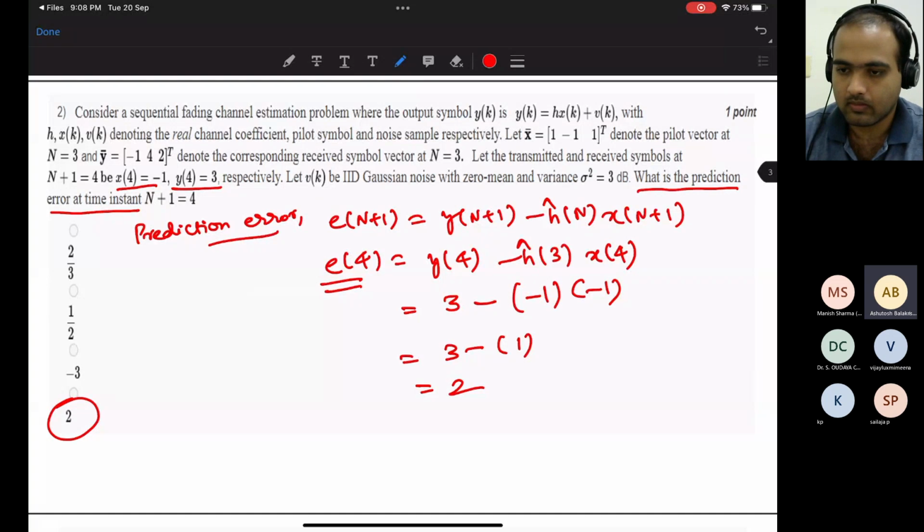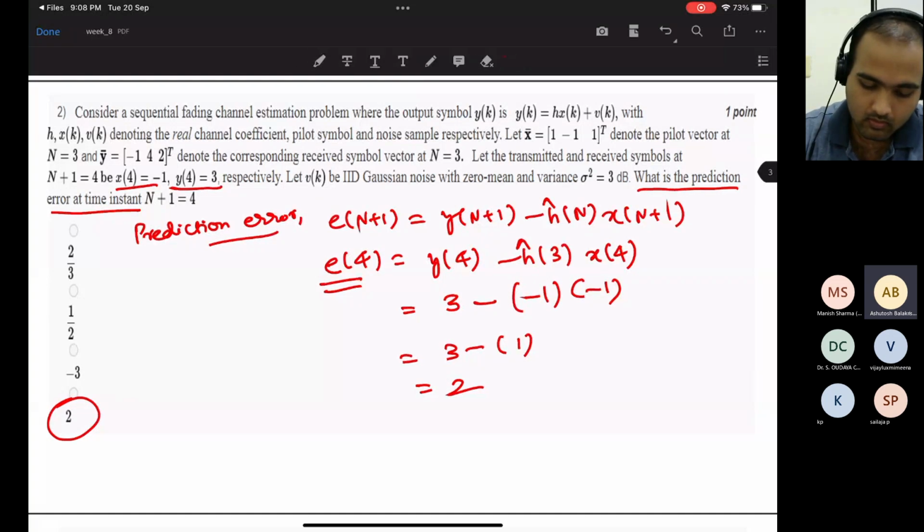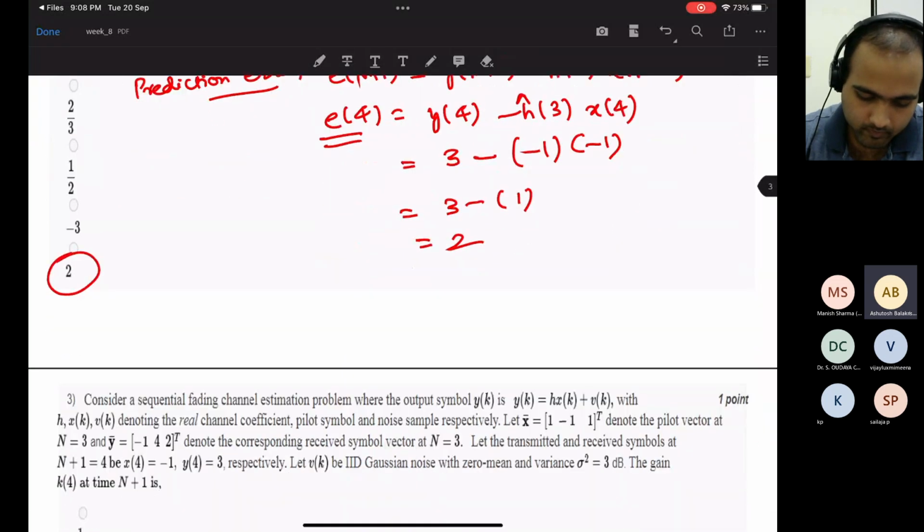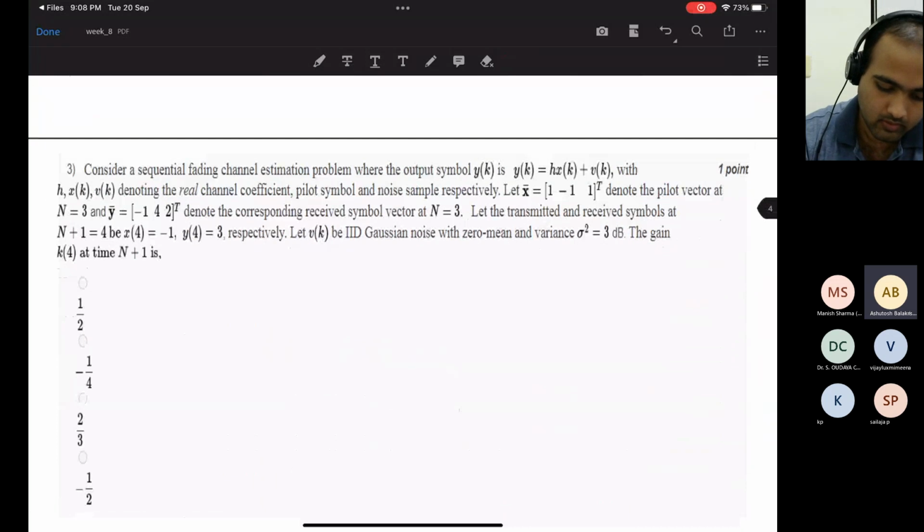Anyone has any doubt? No doubt. Okay, so we proceed ahead.